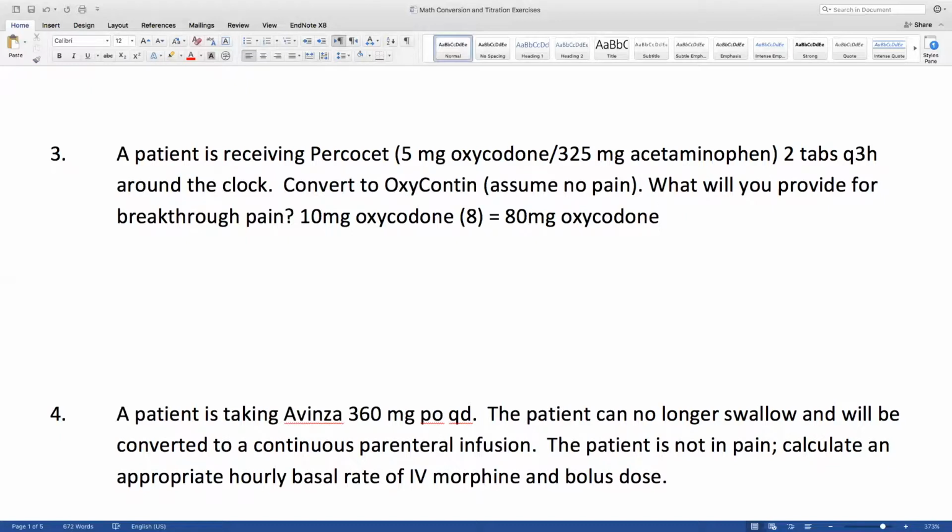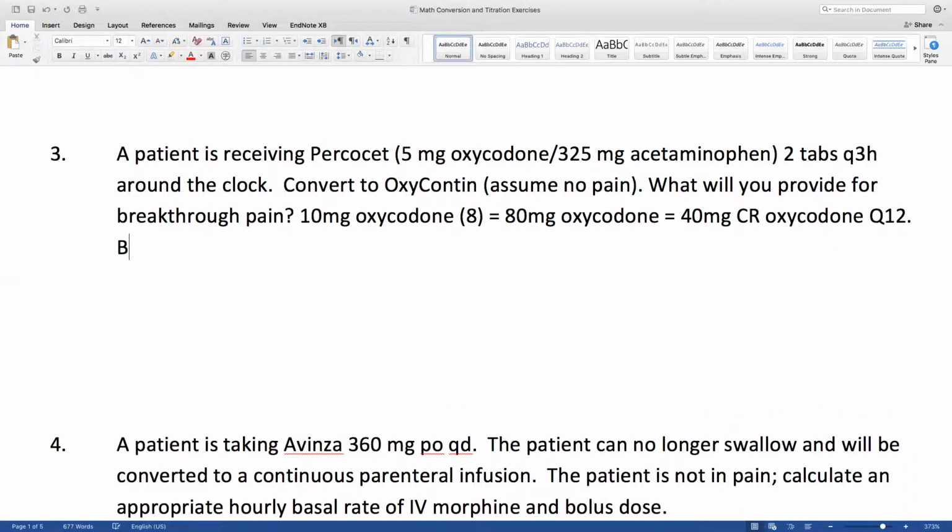So if we're going to do CR oxycodone or OxyContin, that's a twice a day. That would be equal to 40 milligrams of CR oxycodone Q12. Do you guys agree? It's easy, right? Super easy. What's your breakthrough? 8. So breakthrough pain, 8 milligrams of IR oxycodone, let's say Q4 PRN.